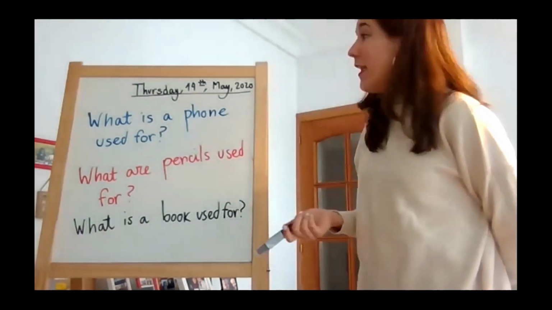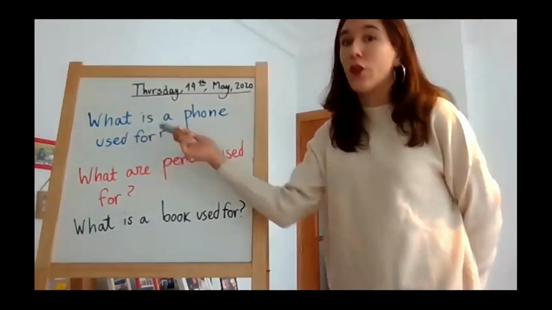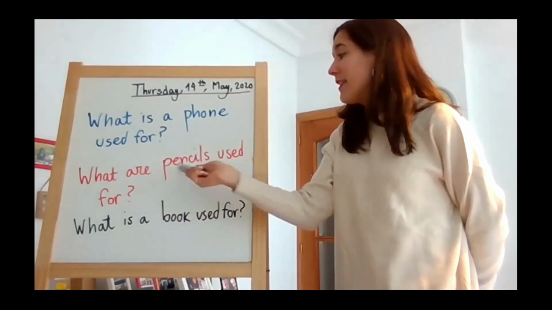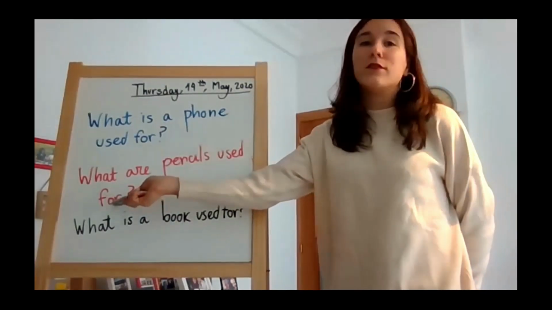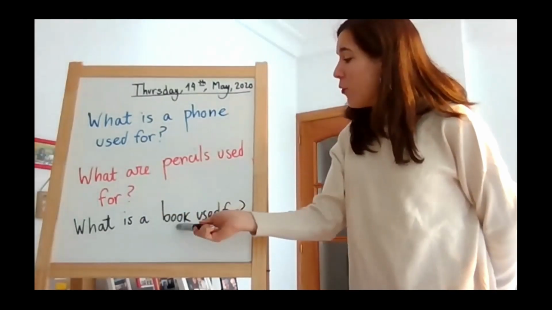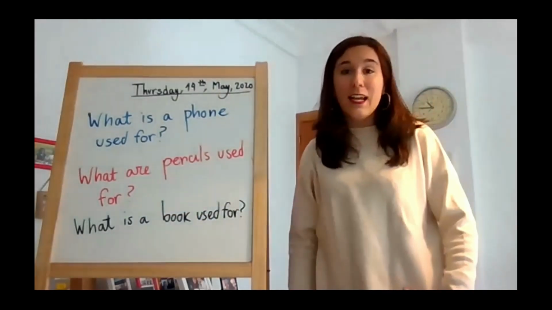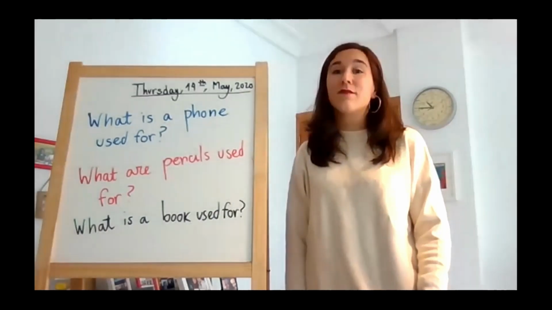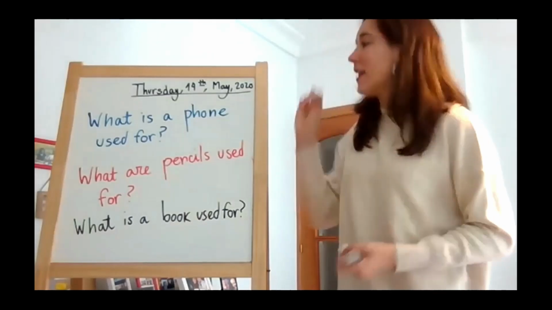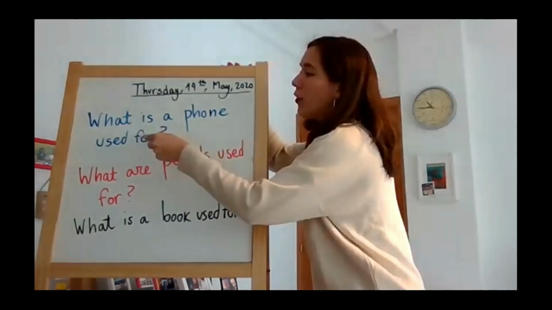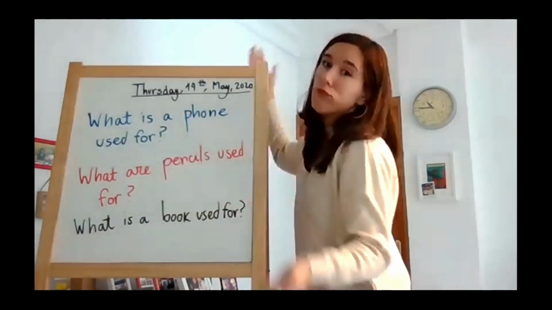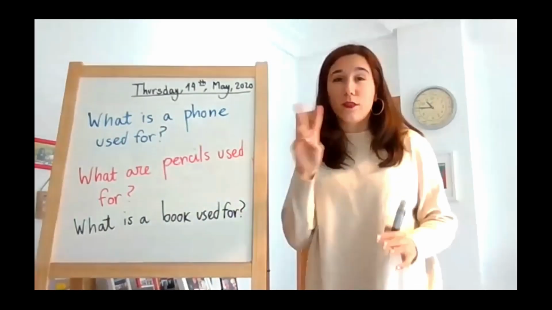And we can also say, is a phone used for calling? Yes, it is. Are pencils used for eating? No, they aren't. Is a book used for dressing? No, it isn't. Okay, do you see the type of questions that you can make? You can ask, what is a phone used for? Or you can ask, is a phone used for something? Okay, those are the two types.